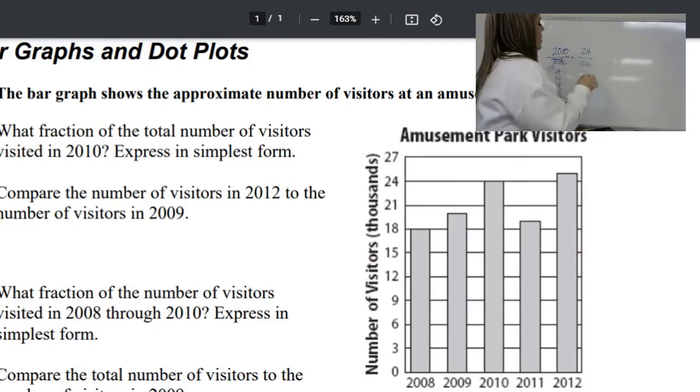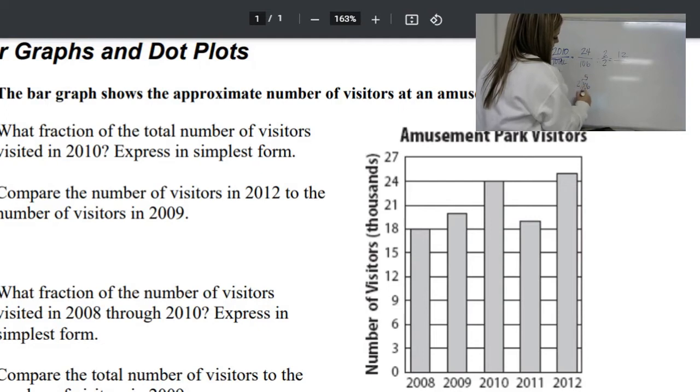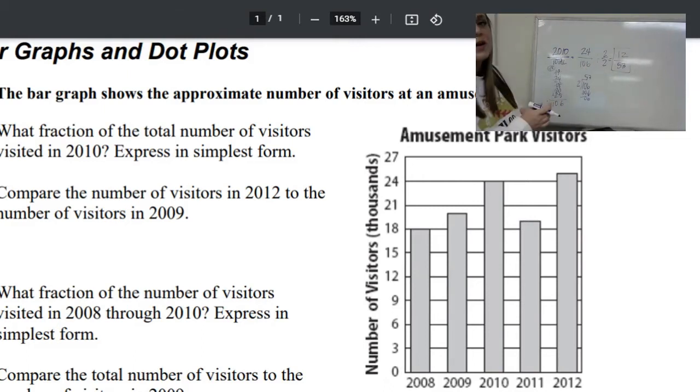All right, so obviously I can reduce by 2 for sure. Let's see. 24 divided by 2 is 12. And 106 divided by 2 is 53. And that 53 is prime, so I know that number cannot be reduced. So the fraction for the total number of visitors visited in 2010 is 12 over 53. Okay, so let's go to the next one.